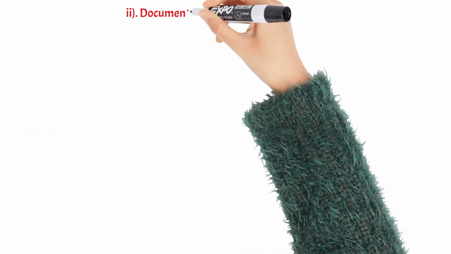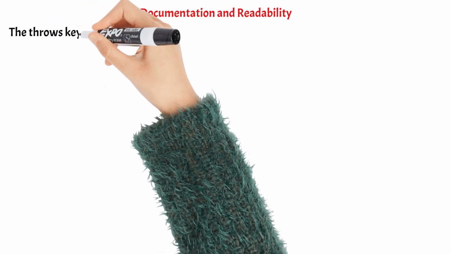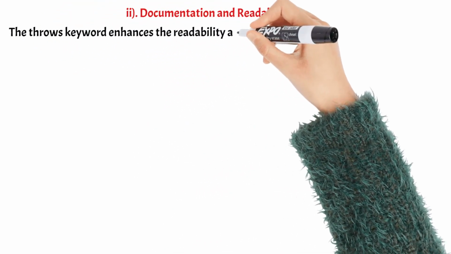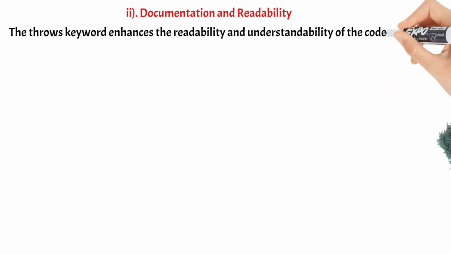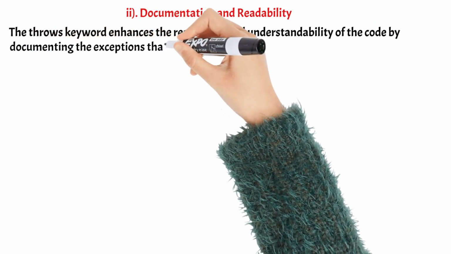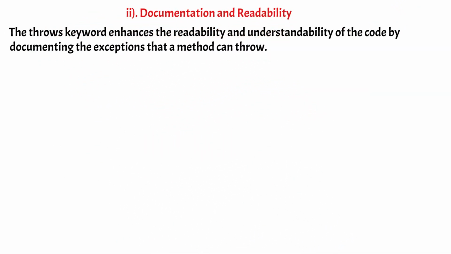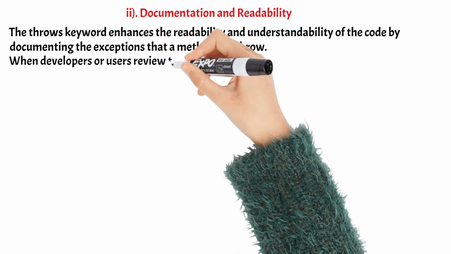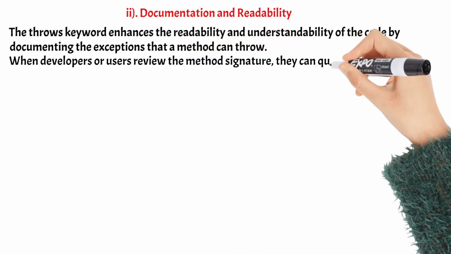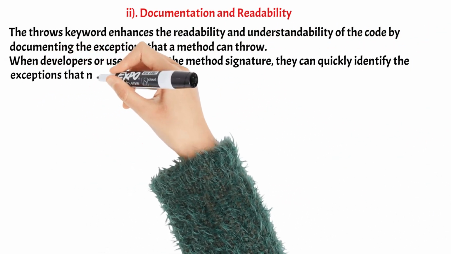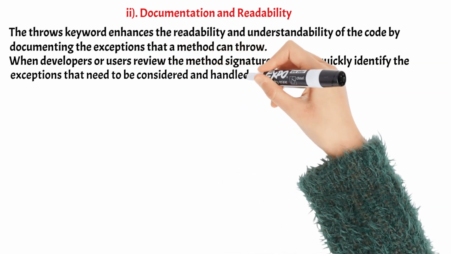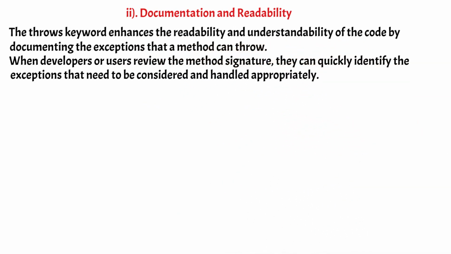2. Documentation and readability. The throws keyword enhances the readability and understandability of the code by documenting the exceptions that a method can throw. When developers or users review the method's signature, they can quickly identify the exceptions that need to be considered and handled appropriately.